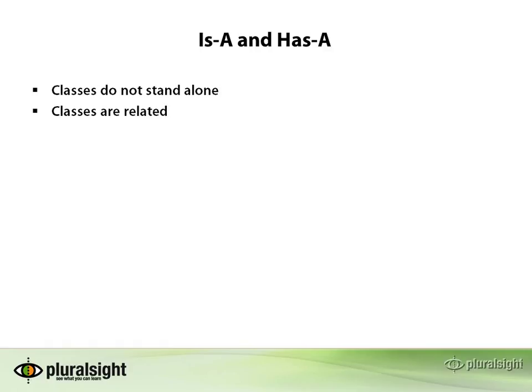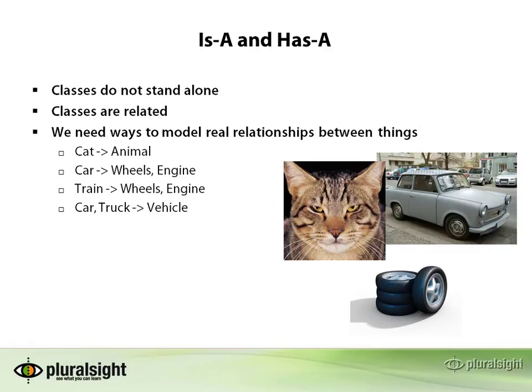Let me give you some examples here. You can see that there are some relationships that we just think about in real life, like a cat, it's an animal. A car, well, it has wheels, it has an engine. A train also has wheels and an engine. A car and a truck, they're both vehicles. So you can see how these classes or these objects in real life are related to each other.